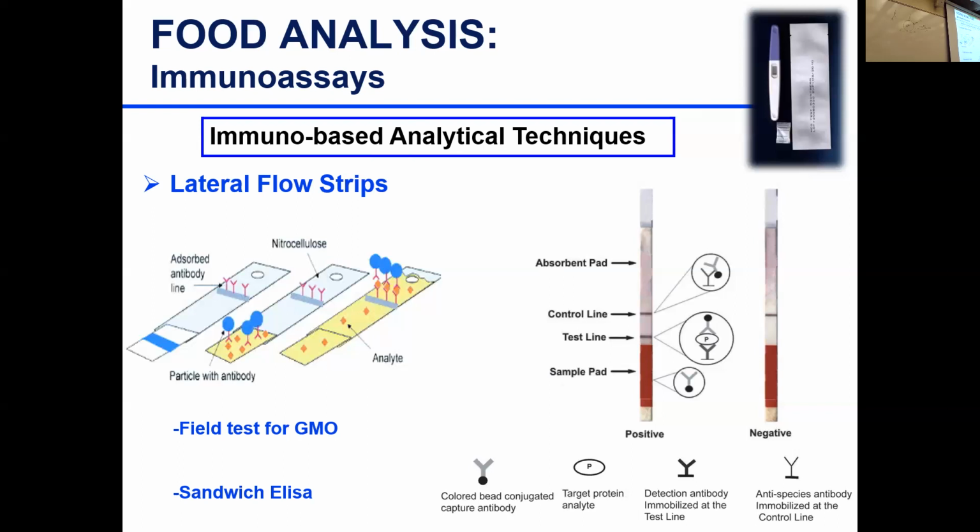So the control line tells you that the strip is not blocked, it's working fine, and you have no positive antigen, so you don't have GMO in this case, in this example. So negative versus positive. Okay, it is a sandwich ELISA again.